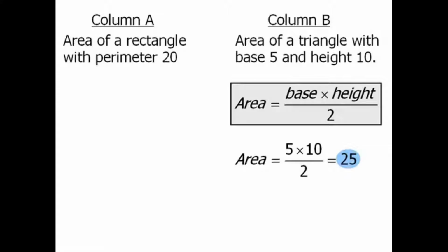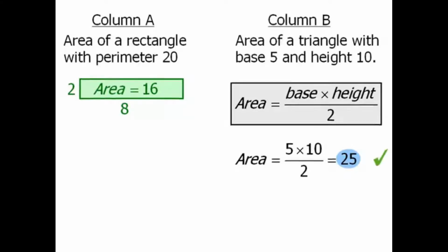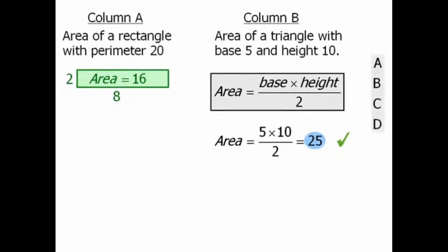Now on to column A. We're looking for a rectangle with perimeter 20. Well, there are many possible rectangles that satisfy this condition. Here's one possible rectangle, and this rectangle has area 16. So using this rectangle, we see that column B is greater than column A. If we examine our possible answer choices then, we can now eliminate answer choices A and C.